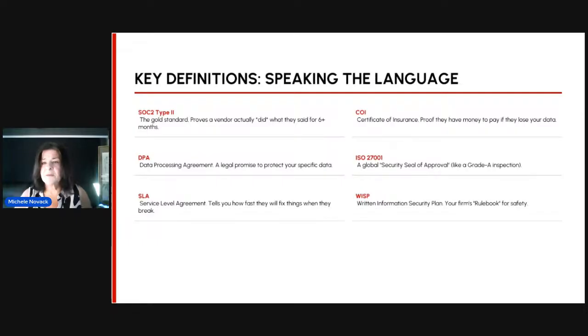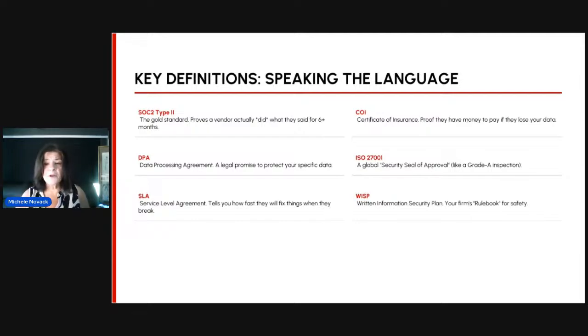Let's demystify some of the alphabet soup of security, because that's what I like to call it, right? SOC 2 Type 2 compliance. Think of this as a 6-month video recording of someone working. It proves they actually did the security work. That's what SOC 2 means in layman's terms. COI, everybody knows what a COI is, but this is just their insurance card. No card, no entry. If they don't have an insurance card, you don't let them in. You don't do business with them. DPA, most important. These are things that I'm going over that vendors must have and that you must review.